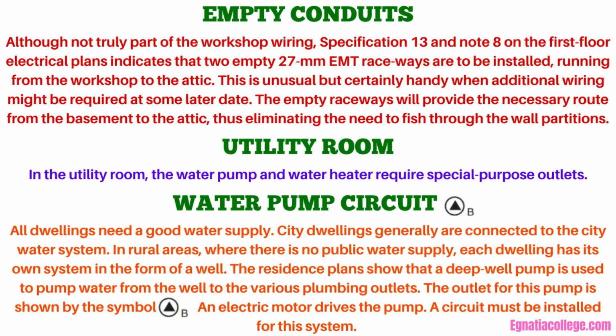In the utility room, the water pump and water heater require special purpose outlets. Water pump circuit. All dwellings need a good water supply. City dwellings generally are connected to the city water system. In rural areas, where there is no public water supply, each dwelling has its own system in the form of a well. The residence plans show that a deep well pump is used to pump water from the well to the various plumbing outlets. The outlet for this pump is shown by the symbol B. An electric motor drives the pump.